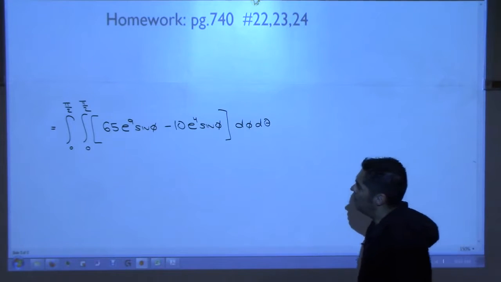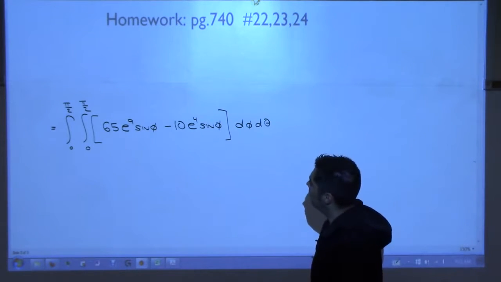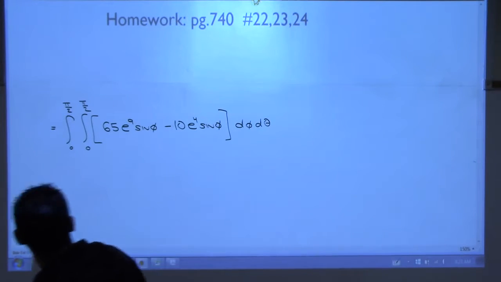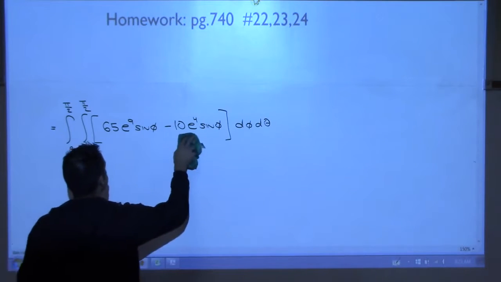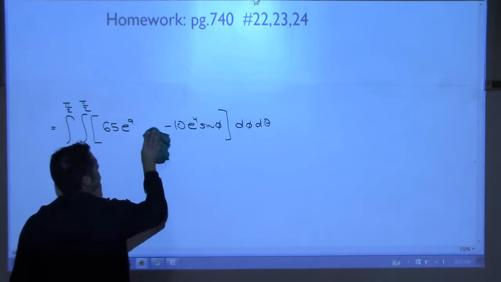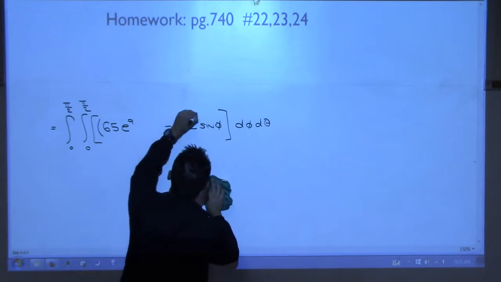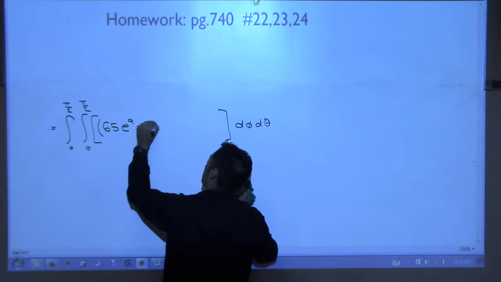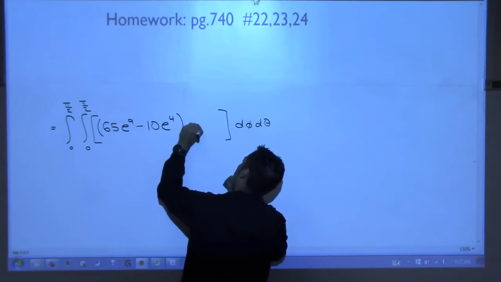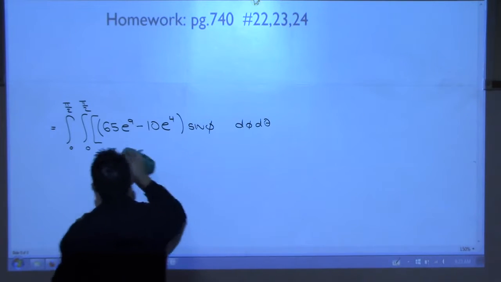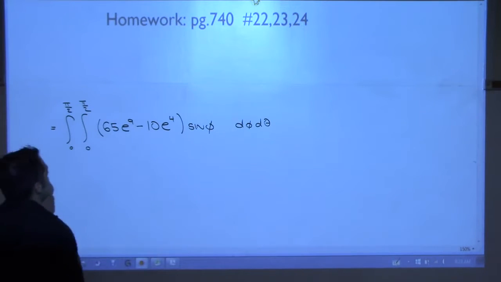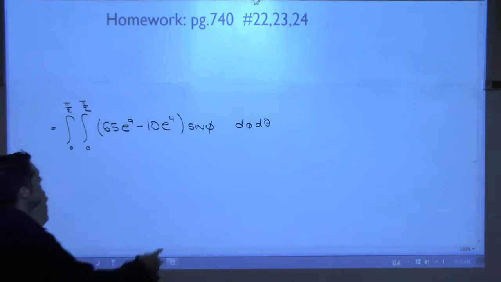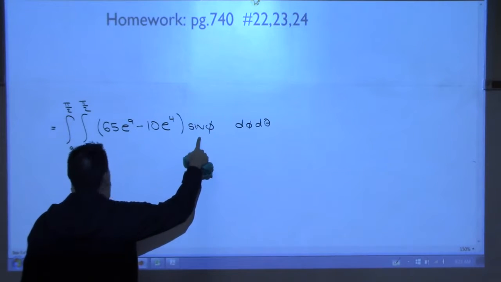Okay, so we're going to integrate now with respect to phi. Notice also that 65 e to the ninth minus 10 e to the 4th, these are both constants. So what I could do is factor out a sine phi like that. That'll be a little bit nicer to integrate, just one integral to worry about, one antiderivative. And now the antiderivative of sine of phi is going to be negative cosine phi.